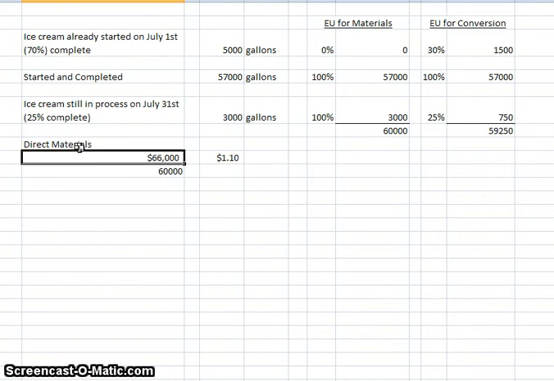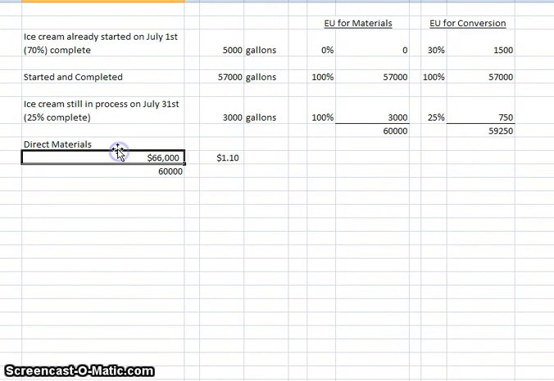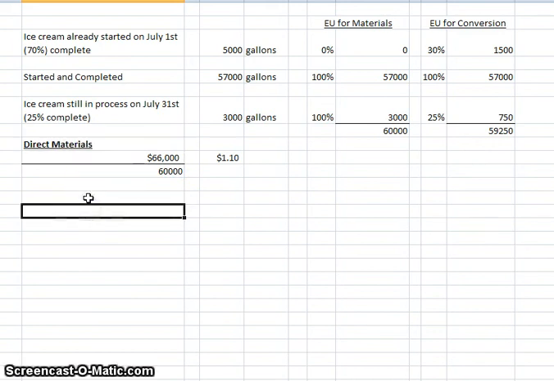And I'm going to show you how you can use that number in a second. But let's look at the conversion costs first. I used kind of an odd cell here because they're kind of a long cell. All right, but conversion costs.